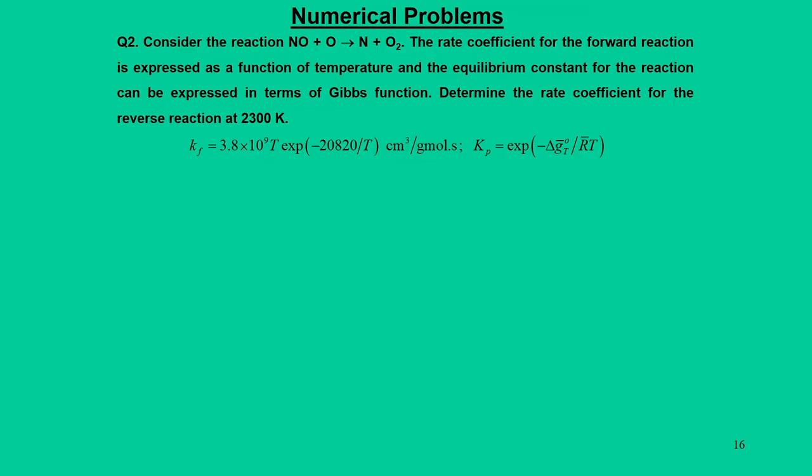So, the next problem we are going to discuss is in terms of the rate coefficient versus equilibrium constants. We consider a bimolecular reaction, NO plus O gives N plus O2. The rate coefficient in the forward direction is expressed as a function of temperature, and the equilibrium constant is also given in the form of Gibbs function. So, we need to find out the reverse rate coefficient.